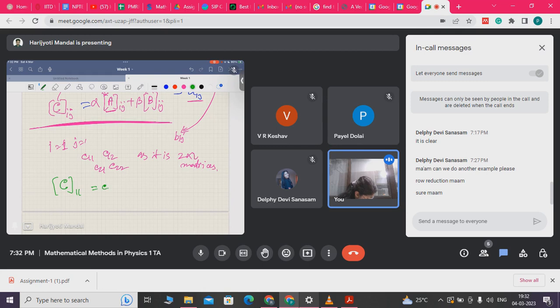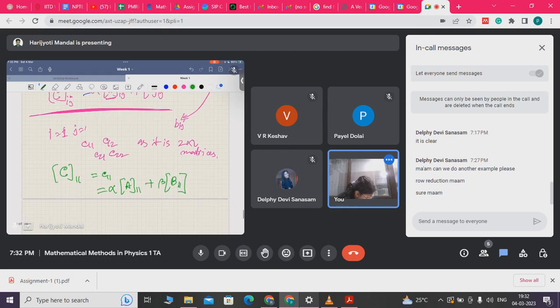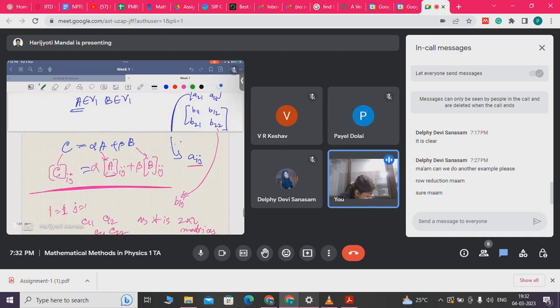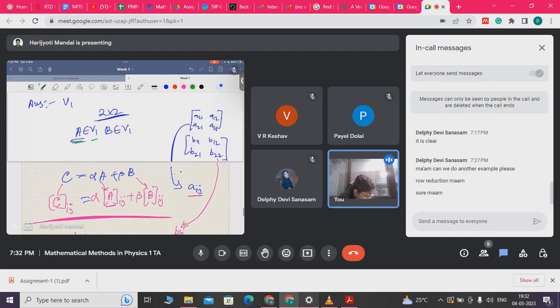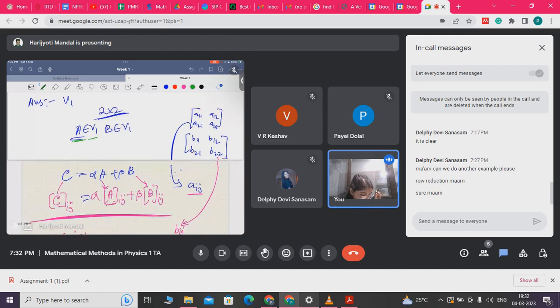C11, which is small c11. What will it be? Alpha A11 plus beta B11. Here I have made a mistake, it will be like this: alpha A11, which is small a11, plus beta B11.